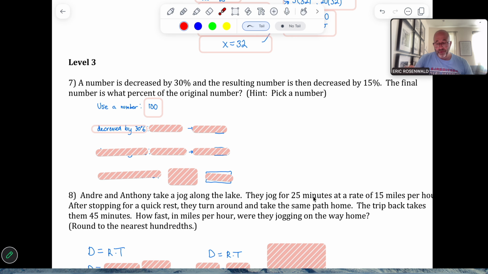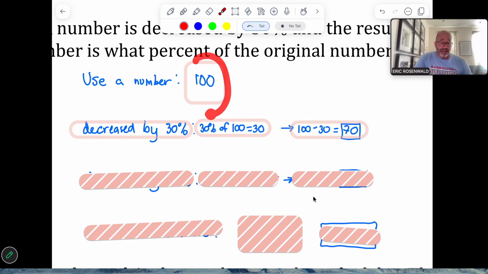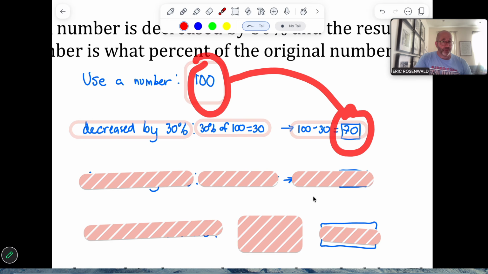Well, it's decreasing by 30%. If I have 30% of 100, that's 30. So I'm going to take 30% of 100, which is 30, and reduce it by 30. So 100 minus 30 means now my number, I started with 100, now my number is 70.